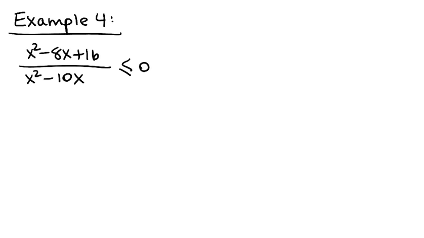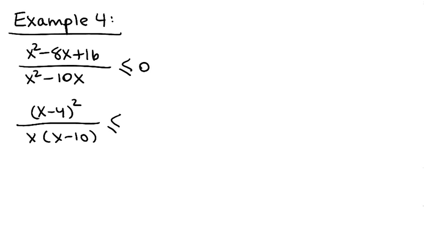And that'll be the fastest way for us to put down the little spots on our number line that are going to dictate the intervals we test. So I'm going to factor this thing. X squared minus 8x plus 16 is x minus 4 times x minus 4, so it'll be x minus 4 squared. And then x squared minus 10x will be x times x minus 10, is less than or equal to 0. Okay, that's what we're interested in.